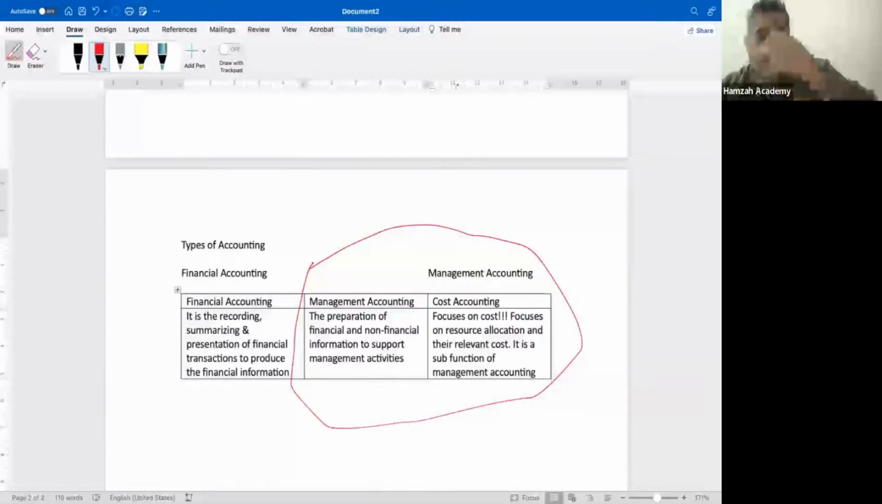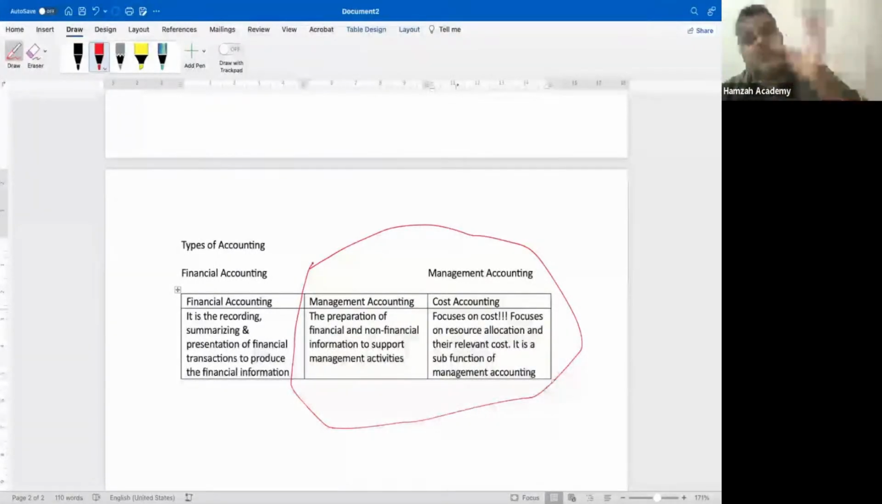But if I come in from the management accounting point of view, I need to look at what they are doing. I need to plan about my cost. I need to plan about what I have to do in order to get more out of it, right? So this is basically what the management accountants do.